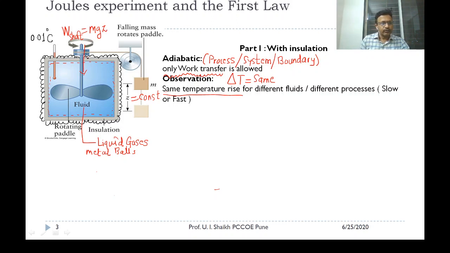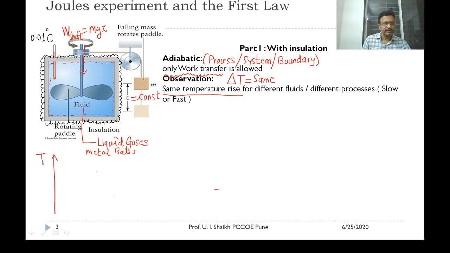Now, due to application of the work, the temperature of the system was observed to be changing. Since the property of the system is changing, we can say there is a change of state of the system and a thermodynamic process is occurring. Now, let us draw this process on a temperature axis because temperature is the only property of the system which is measured in Joule's experiment. So, I will draw here the temperature axis.